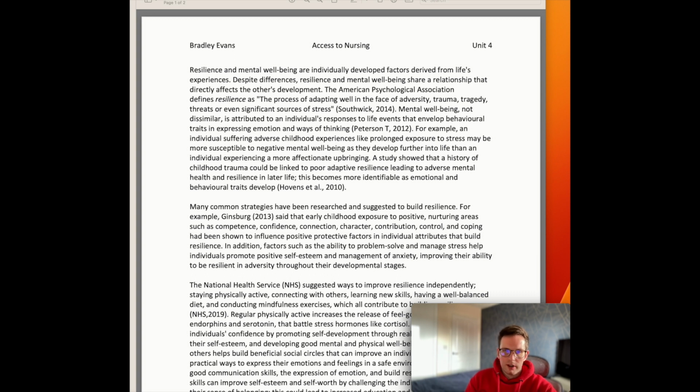Mental well-being, not dissimilar, is attributed to an individual's response to life events that develop behavioural traits in expressing emotion and ways of thinking. For example, an individual suffering adverse childhood experiences like prolonged exposure to stress may be more susceptible to negative mental well-being as they develop further into life than an individual experiencing a more affectionate upbringing. A study showed that a history of childhood trauma could be linked to poor adaptive resilience, leading to adverse mental health and resilience in later life. This becomes more identifiable as emotions and behavioural traits develop.